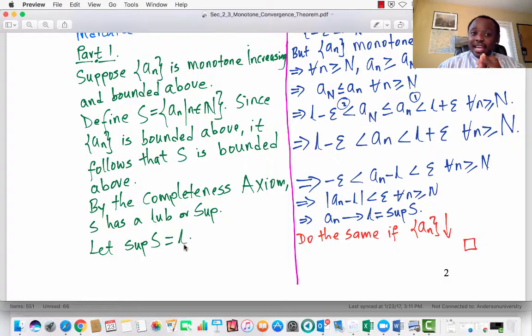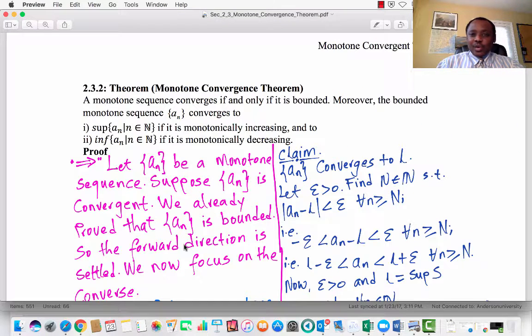Okay? an is monotone increasing. an is bounded above. We have defined a set S, the set of all the terms of the sequence an. S is bounded, and so it has a sup, and we called the sup L, and we just have to prove that an converges to L. Okay, we make a very serious claim. an converges to L indeed.